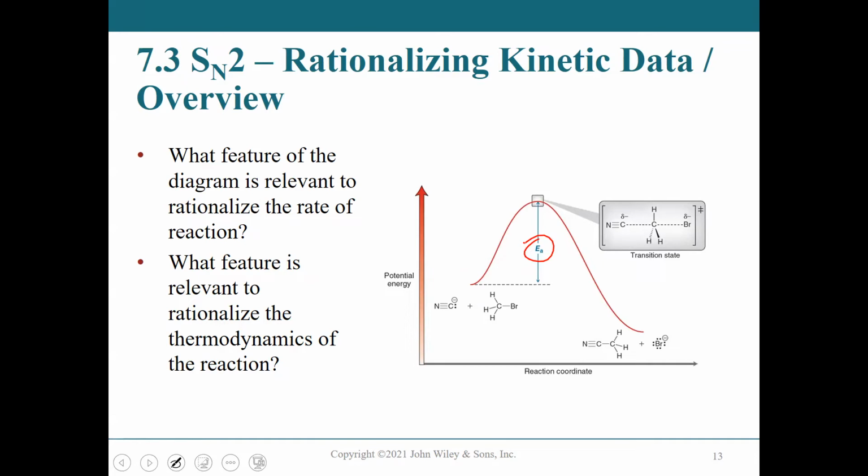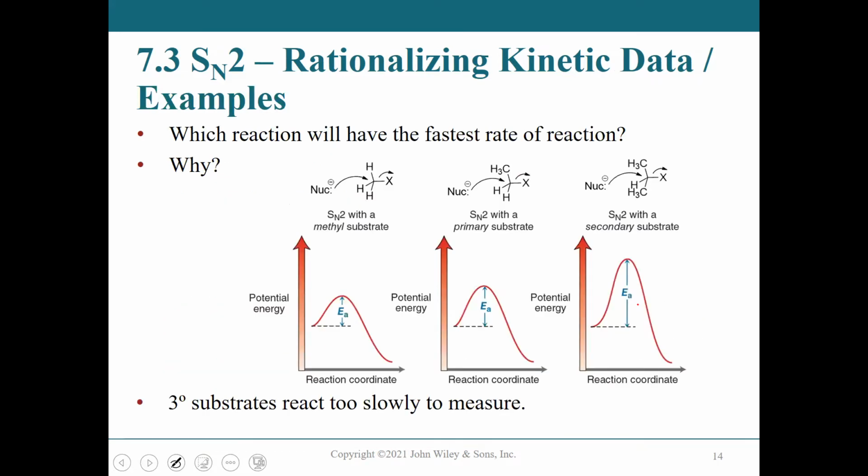What feature is relevant to rationalize the thermodynamics? For the thermodynamics, I have to look at the energy difference between the reactants and the products. That's for the thermodynamics. But for a reaction to occur, it's not only the thermodynamics, how fast it goes also depends on the activation energy. And this is a representation of how fast a reaction can be.